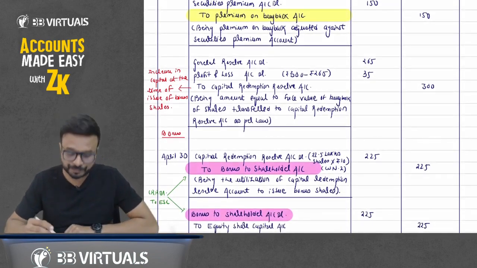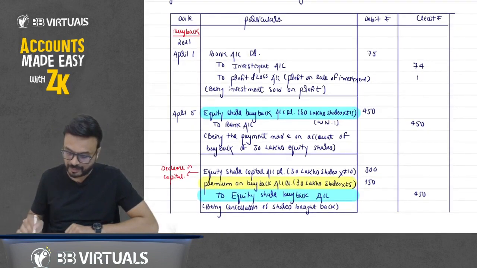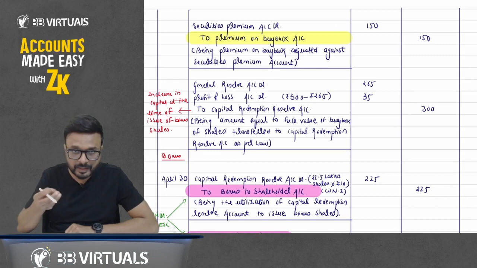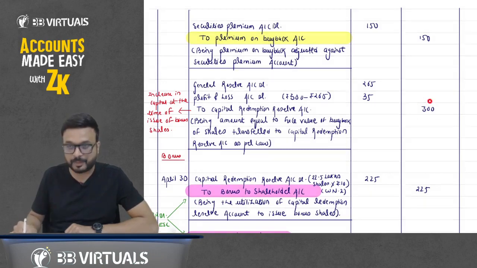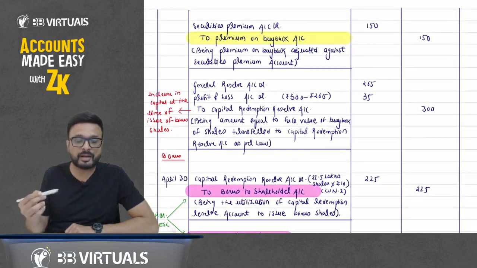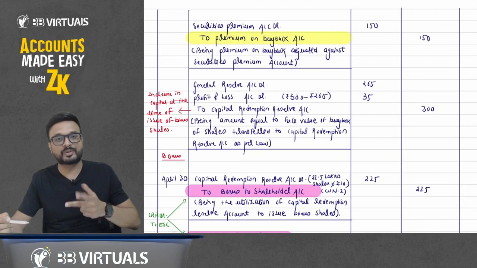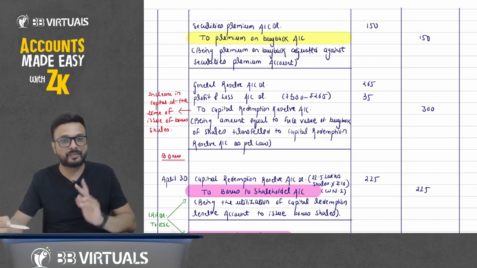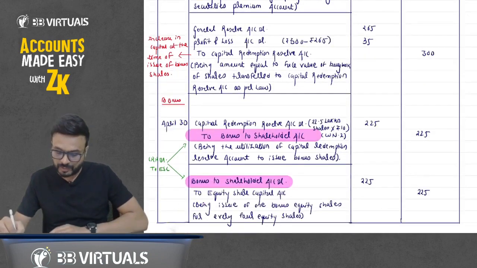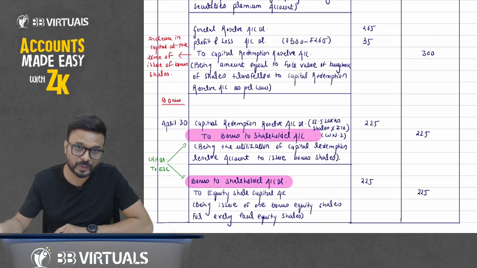So you have decreased the capital by rupees 300, and not immediately have you increased the capital by rupees 300, but you have transferred it to CRR account. That will ultimately be converted into equity share capital account only. So here there will be a replacement of capital with capital only. Out of 300, you have issued the equity share of rupees 225. The remaining will be issued later.